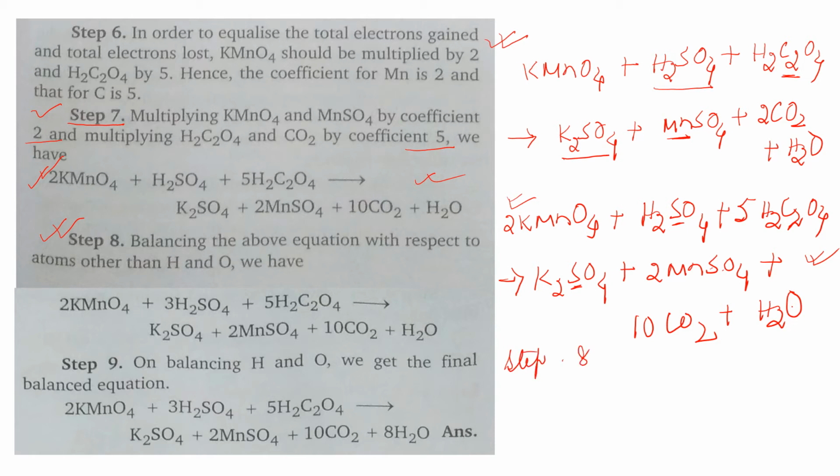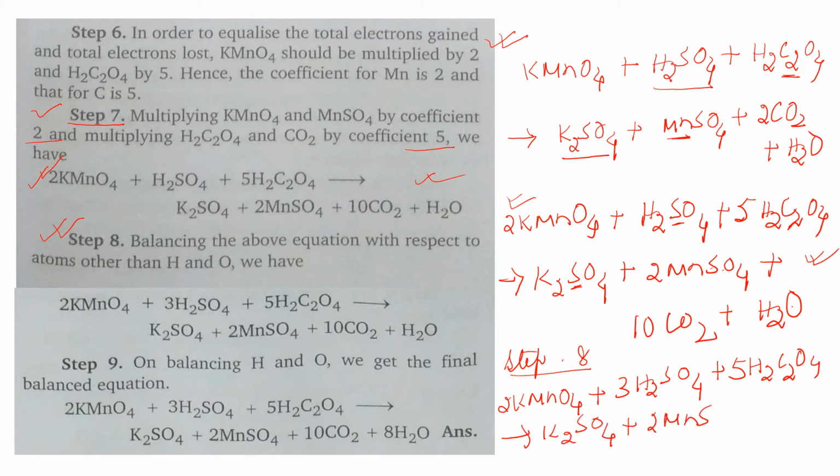Step number 8 will be 2 KMnO4 plus, on the right hand side, 3 sulfur, so it will be 3 H2SO4, plus 5 H2C2O4, giving you K2SO4 as it is, plus 2 MnSO4 as usual, plus 10 CO2 plus H2O. This is my step number 8. You just check, it is written here like that only. Now you have to see for hydrogen and oxygen.